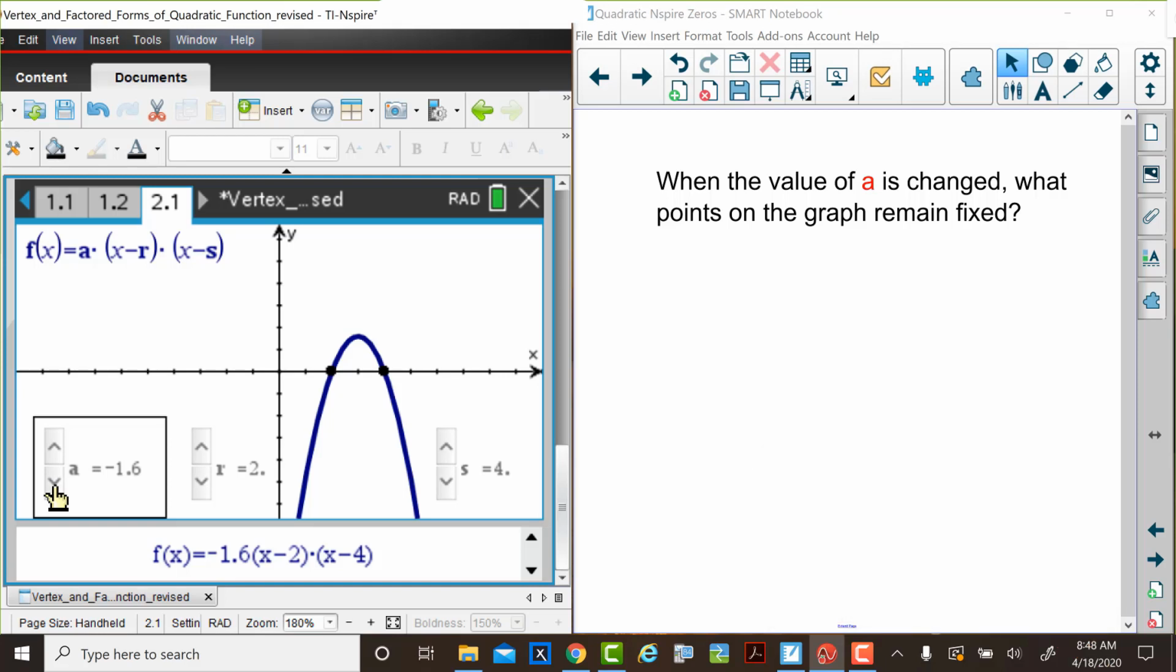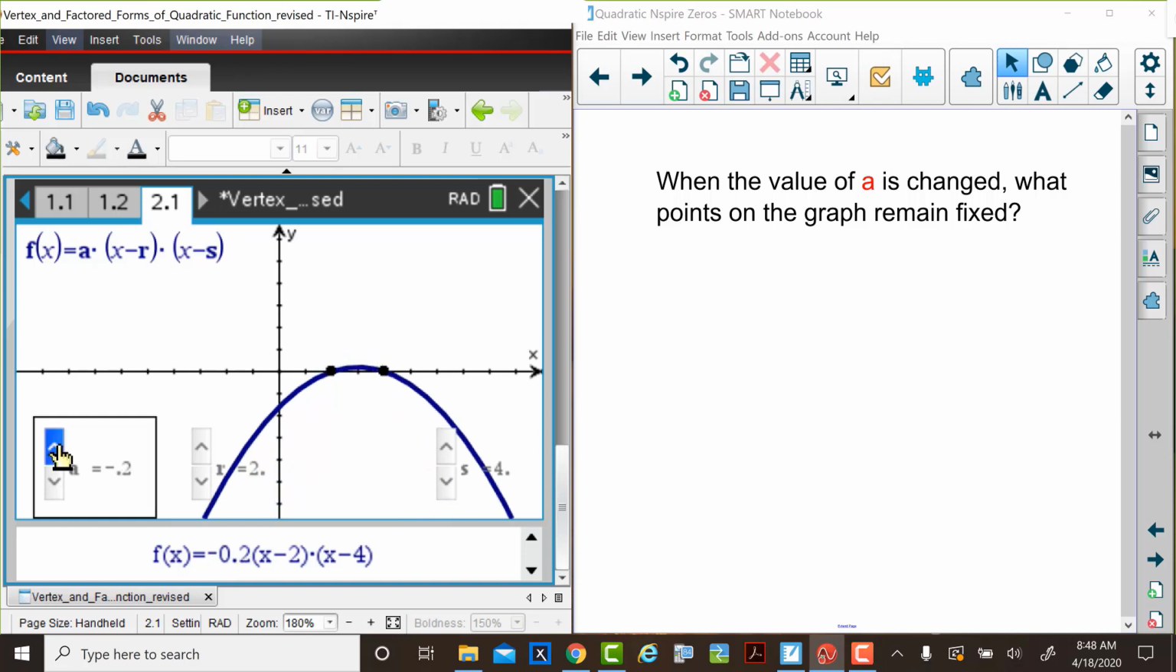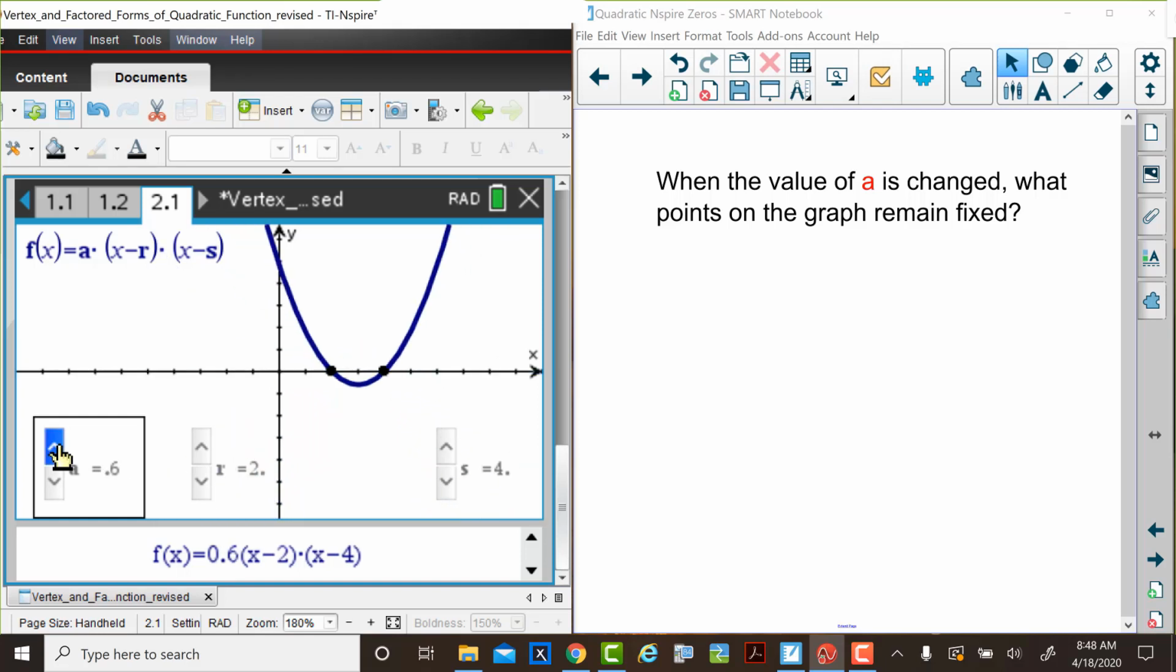You may have noted that the changes in a certainly affected whether the parabola opened up or down. Also, it affected the shape of the graph. But what did not change was the values of the x-intercepts. The factors remained x minus 2 and x minus 4. And the values of r and s remained 2 and 4. These are the zeros of the function, and they did not change when a was changed.